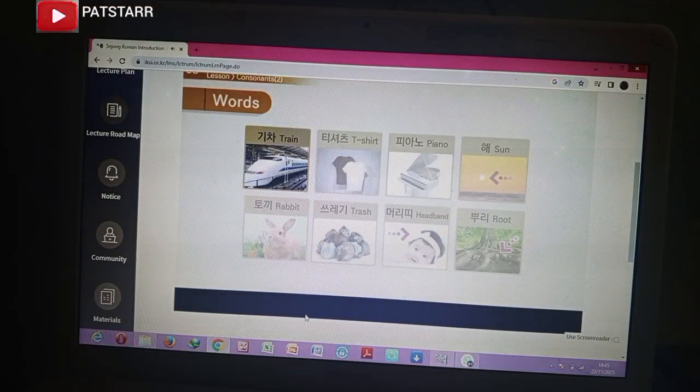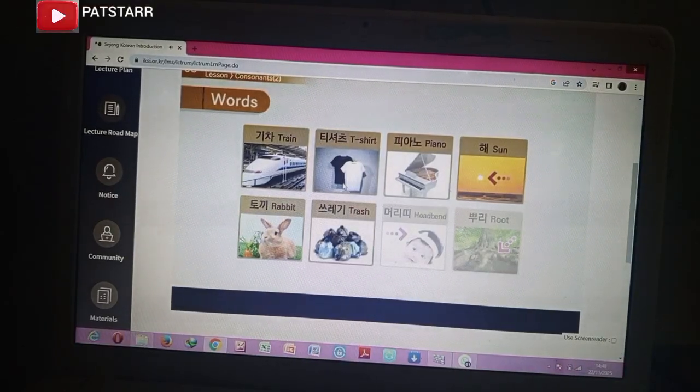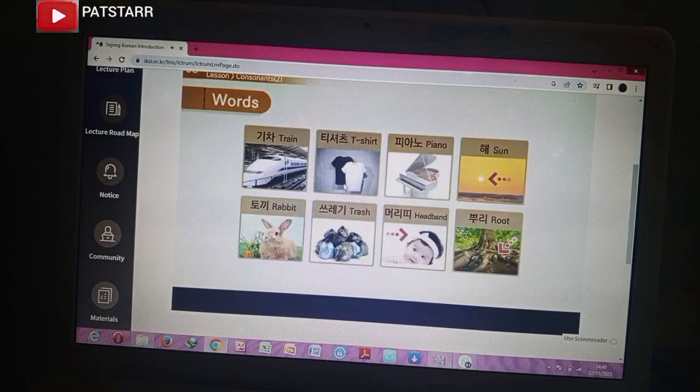기차, 티셔츠, 피아노, 해, 토끼, 쓰레기, 머리띠, 뿌리. You can check the definitions for these words on your own and try to learn them.